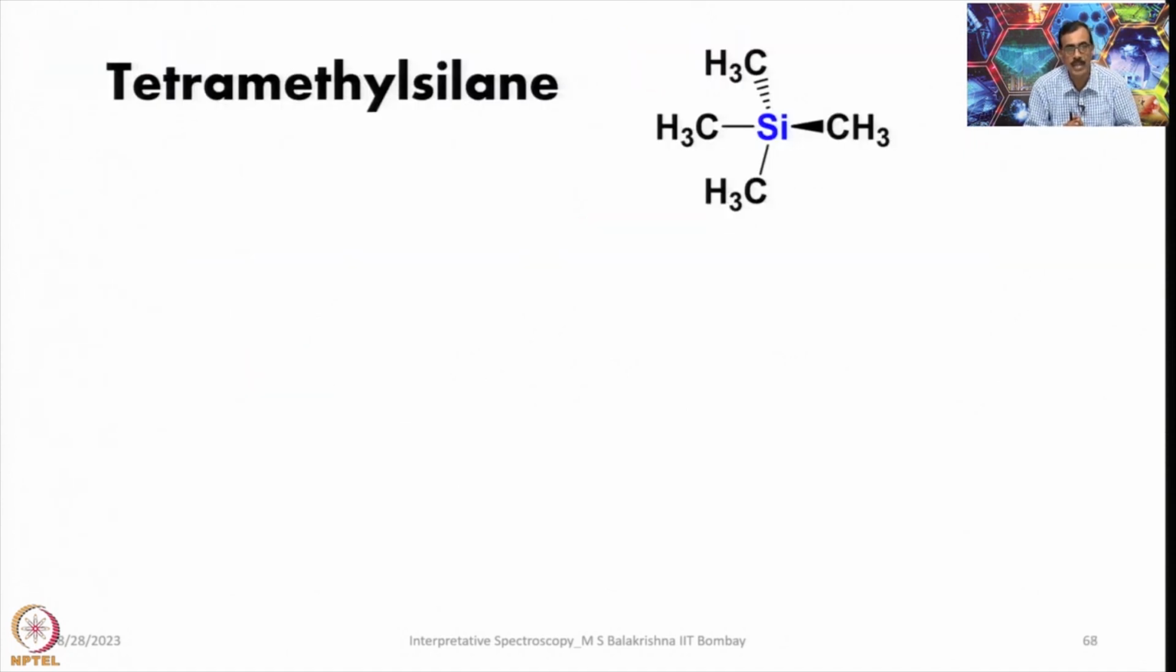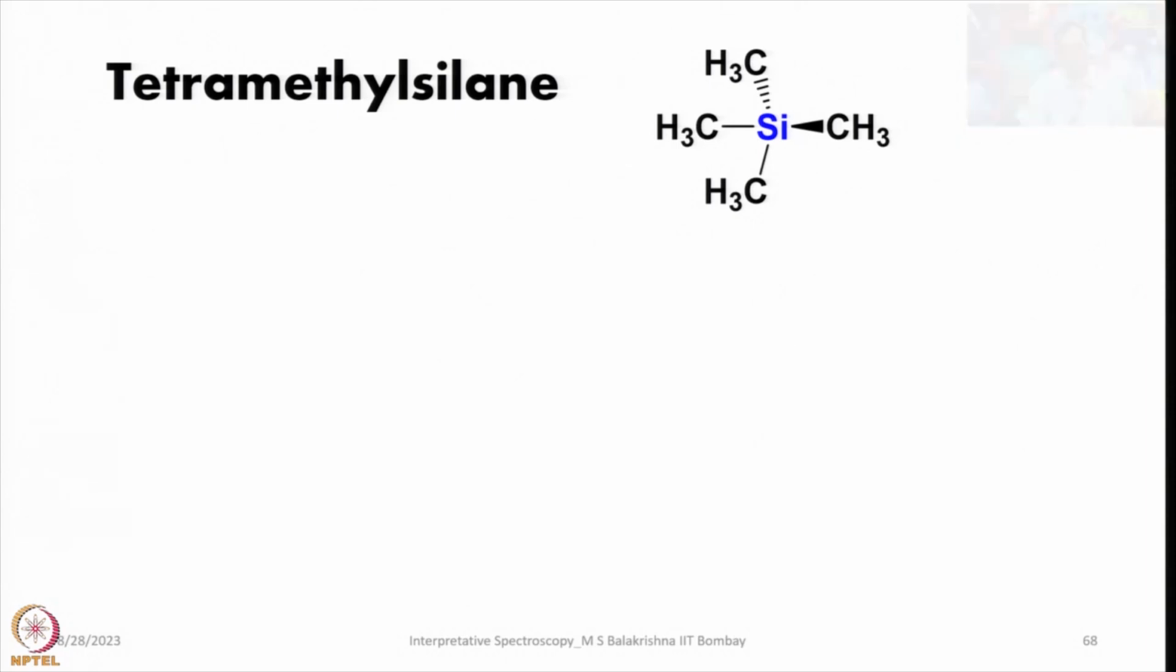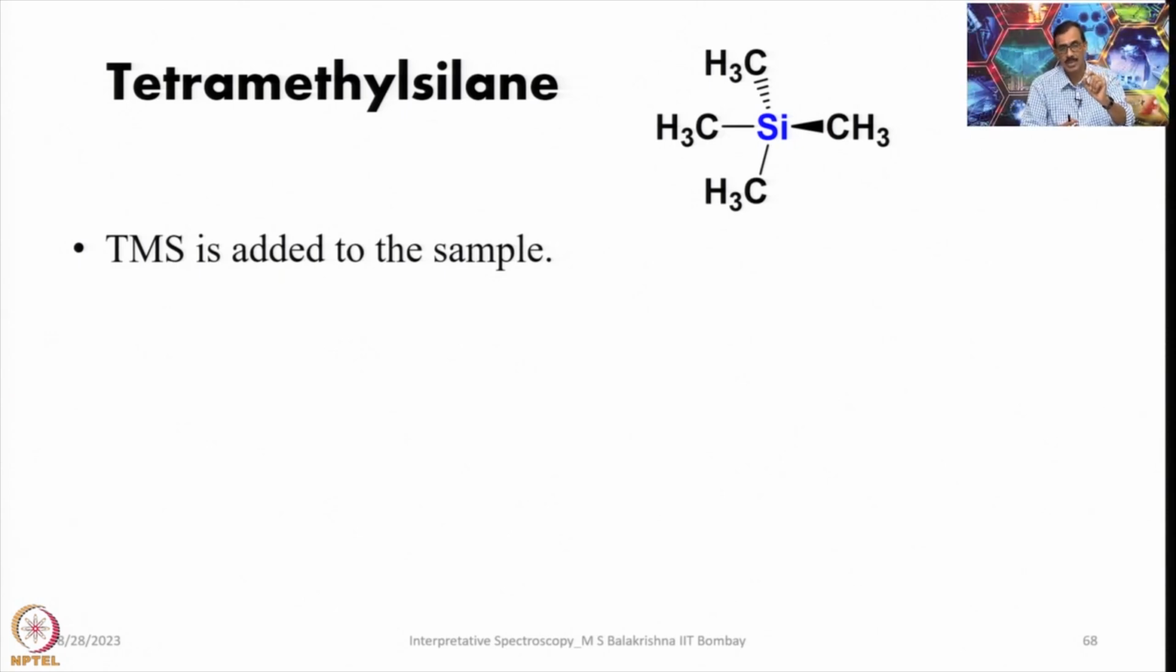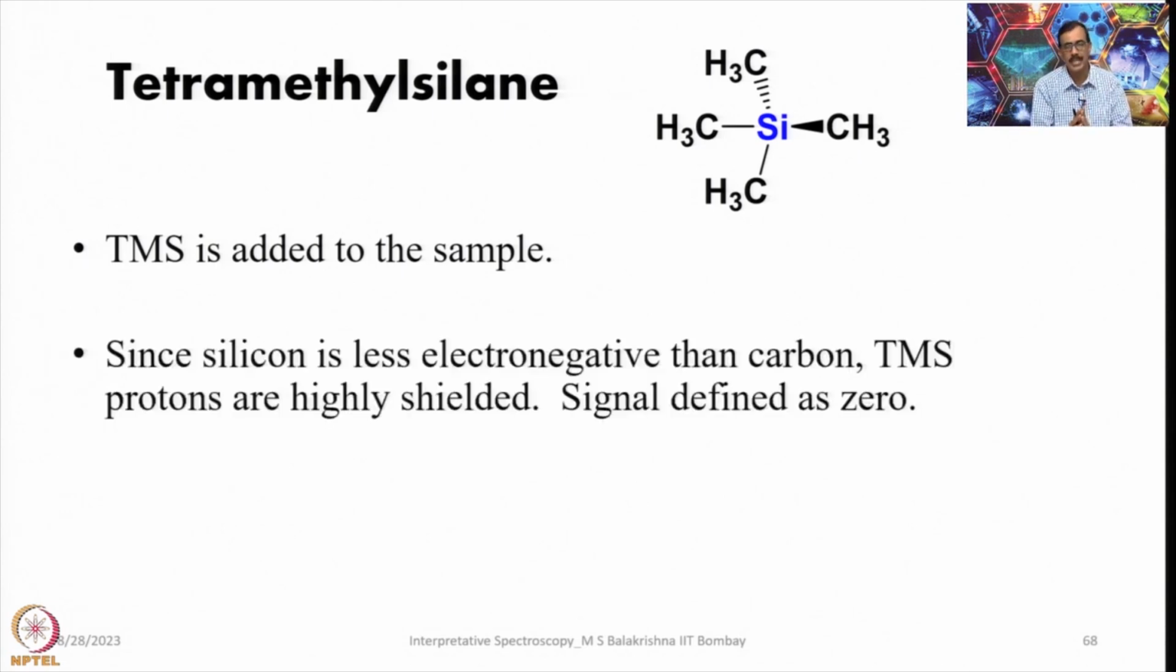Now let us look into tetramethylsilane. In tetramethylsilane, 4 methyl groups surround a silicon atom in a tetrahedral fashion, and this is added to the sample. Tetramethylsilane, abbreviated as TMS, is added to the sample while measuring 1H as well as 13C and also 29Si. Since silicon is less electronegative than carbon, TMS protons are highly shielded, and the signal is defined as 0. So the resonance where it comes in the spectra is given the value of 0, and we measure the chemical shifts of the rest of the molecules with respect to the 0 value of TMS. So this is used as a reference.